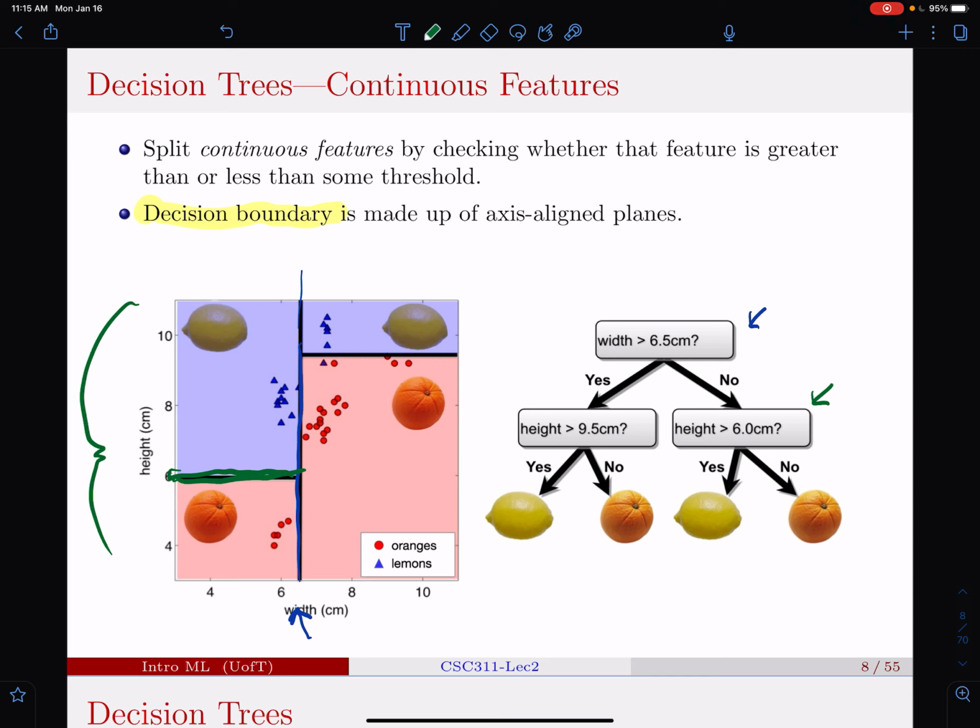Does the basic concept of a decision tree make sense? Yeah, go ahead. Is it also possible to have a function? Like it's not a straight line, it's possible to have a curvy line? Yeah, that's a good question. In this class we'll focus on axis-aligned ones, but you could imagine having trees that take into account combinations of different features. Any other questions? Okay, cool.